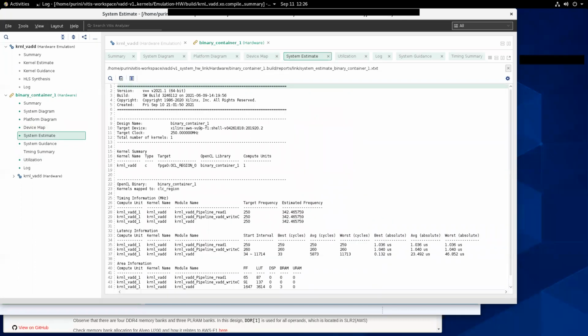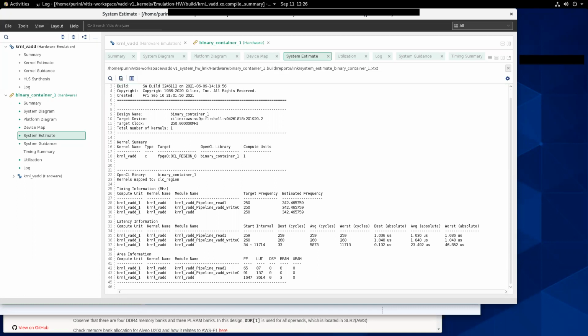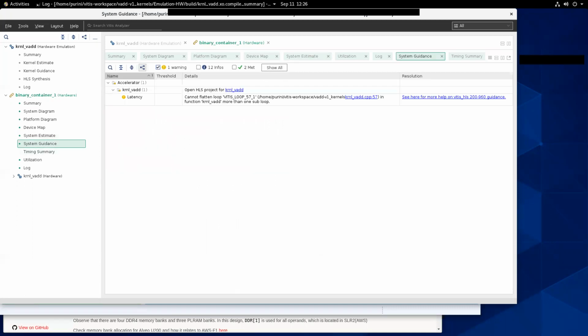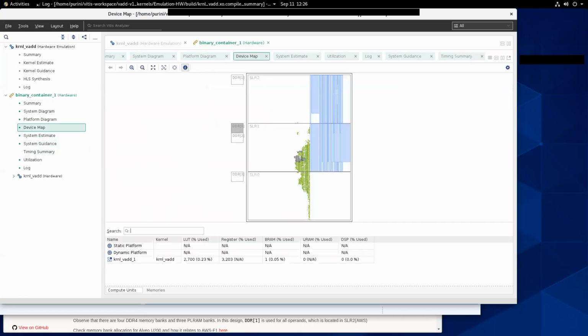Then the system estimate will come after hardware emulation. System guidance, this is okay. Suresh, I'm sorry, was there a question for me before? We were looking at the volume and the network was not great here, so I couldn't hear for a few minutes. Oh, sure, no problem. Here we are looking at this device map, and from what I read, there are these super logic regions.